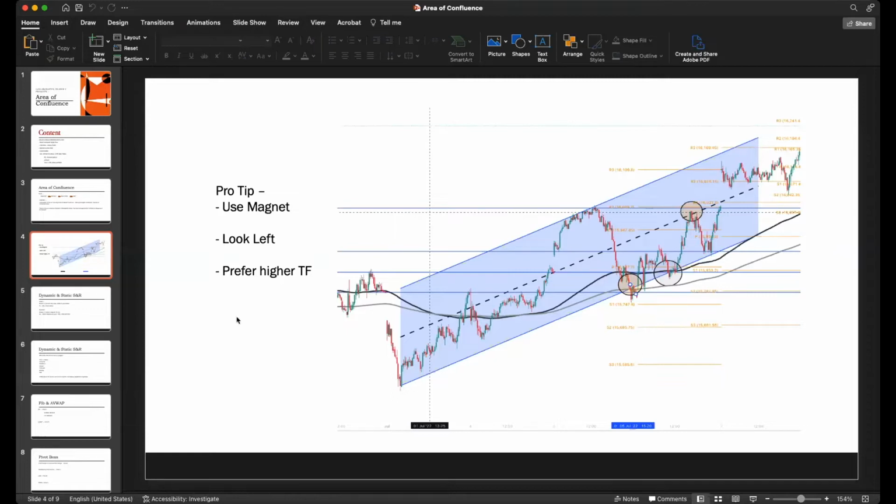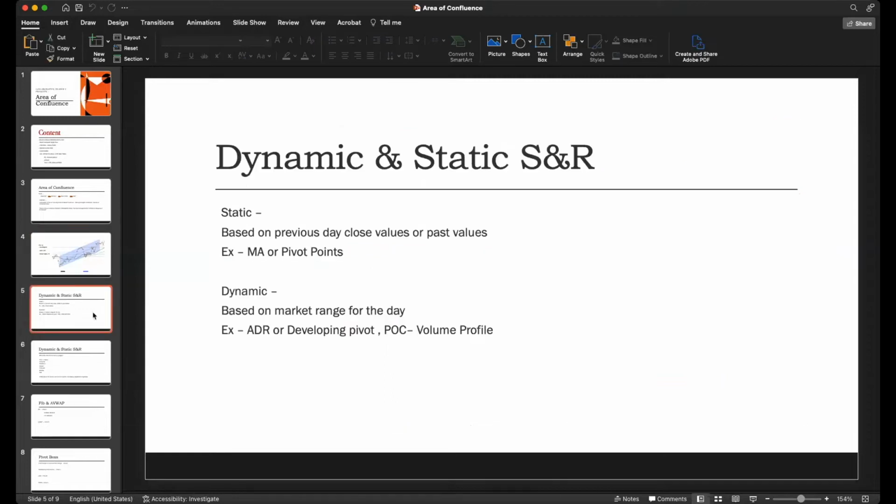Okay, so moving to the next part, dynamic and static support and resistance. So now we have identified support and resistance. We will now compare it between the two parts. Today we are just going to look into the major intraday points, where pivot points and all the allied indicators which act like pivot points. That is the major focus for today.